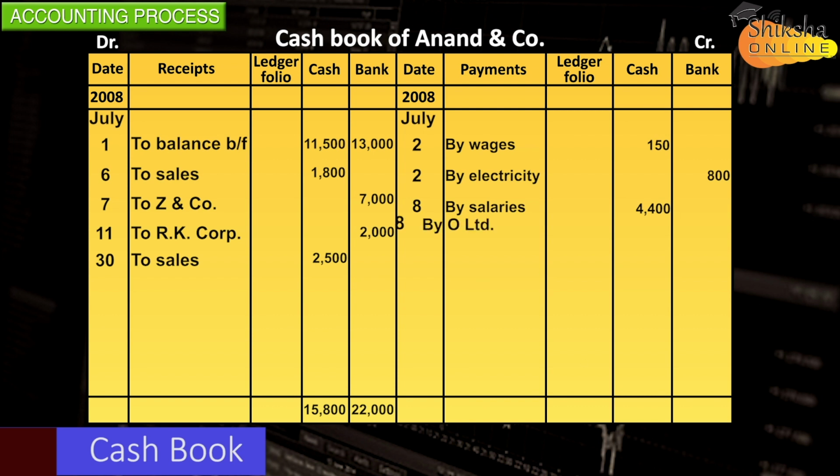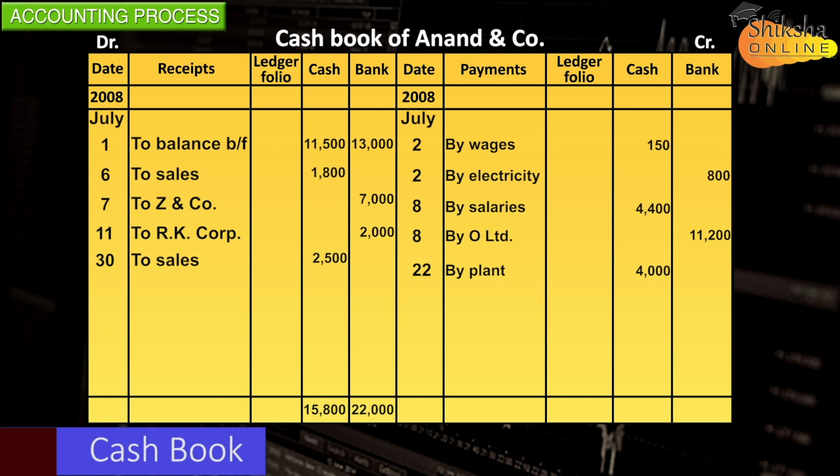We also paid O Limited 11,200. Therefore, we will show that under the credit side in the bank column. We purchased plant through cash. फिर वो हम credit side में दिखाएंगे under the cash column. Assuming हमारे जुलाई के मंथ में और कोई transactions नहीं है, फिर हम अपना कैश बुक क्लोज कर देंगे.